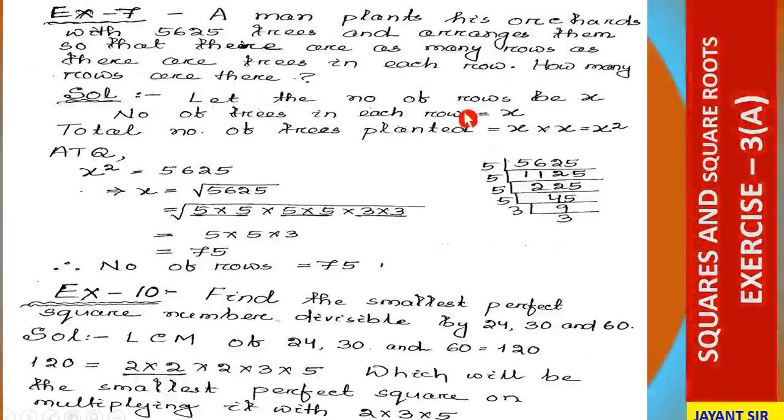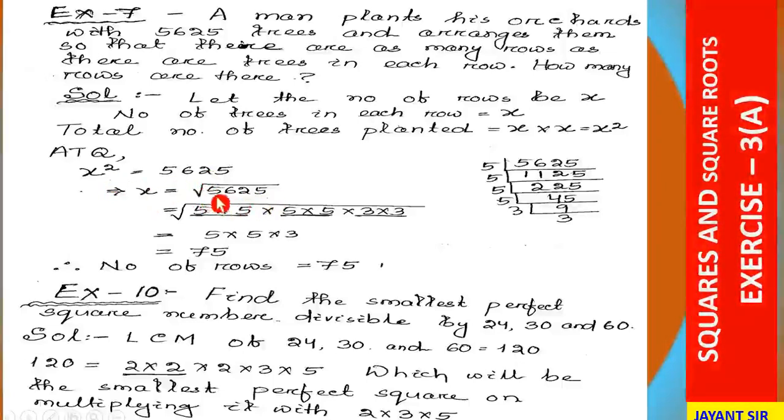We take that let the number of rows be x. Then the number of trees in each row will also be x. Then the total number of trees planted equals x into x equals x square. So according to the question, x square equals 5625. Implied that x equals, square coming to this side, the root of 5625.